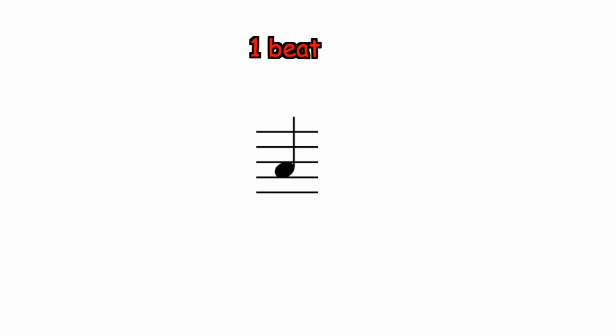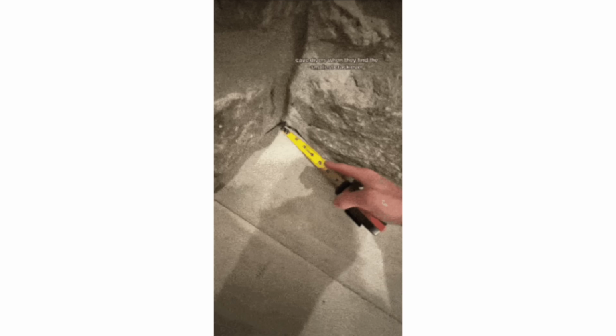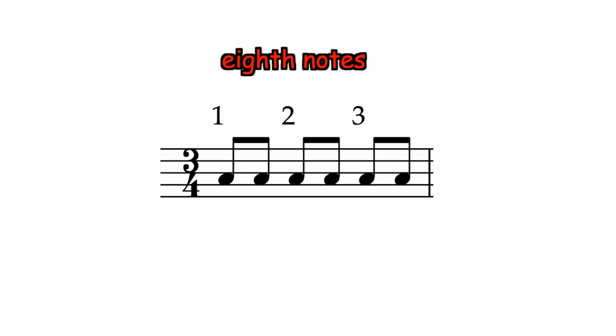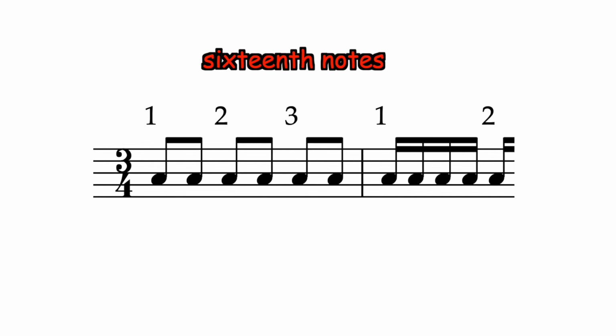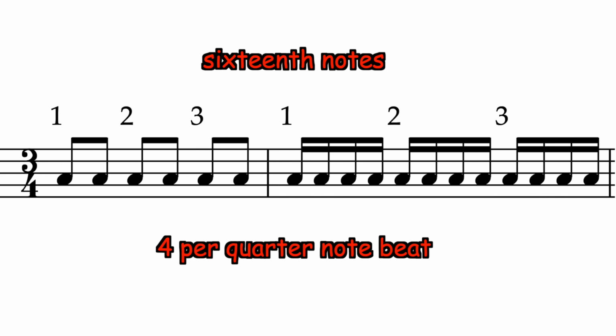waltz. One beat in this case can be called a quarter note, but we can be a cave diver and go in between the cracks and do eighth notes, basically having 2 of them per quarter note, or even 16th notes, where there are 4 of them per quarter note.